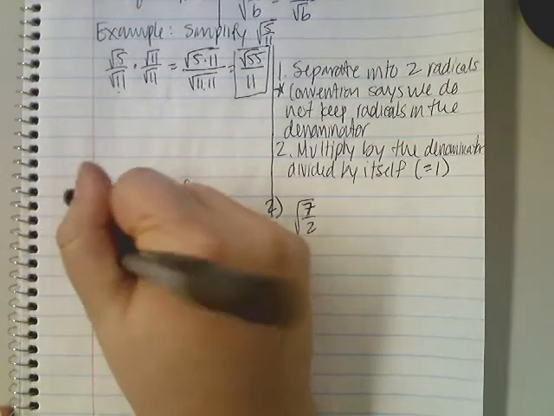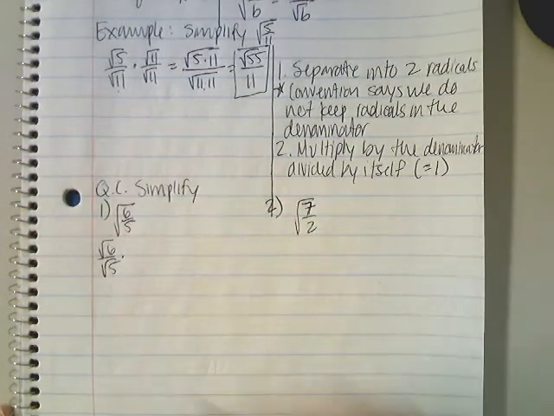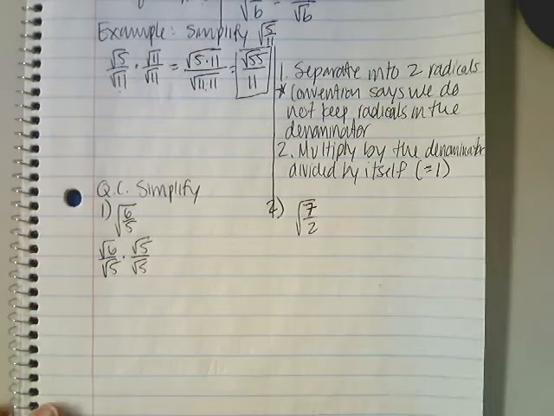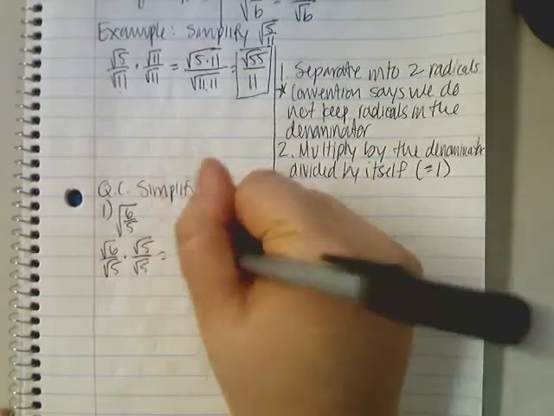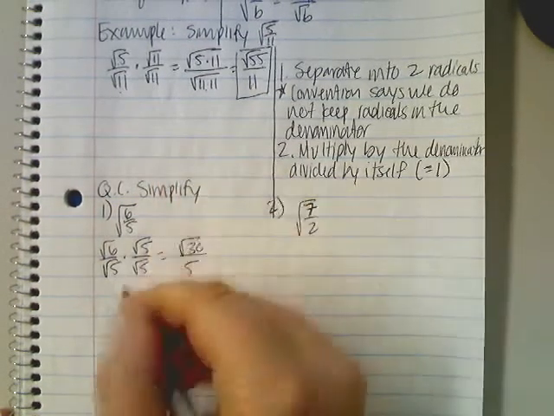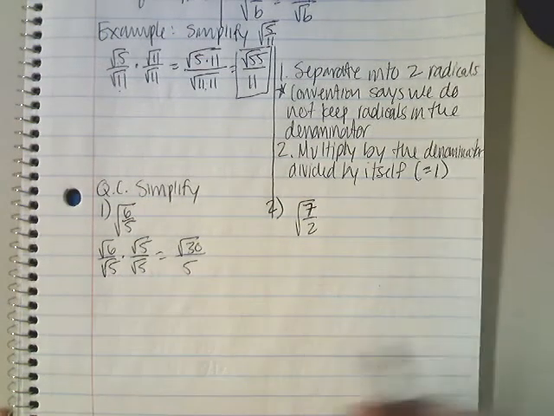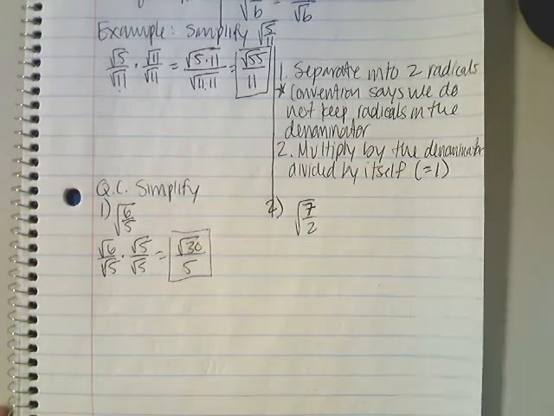So again, our first step, we separate it into two radicals, and then I need to get rid of the radical in the denominator, so I'm going to multiply by that over itself. So the square root of 5 over the square root of 5, which ends up being the square root of 30 over 5, since the radicals cancel out, since I have 5 square rooted, it just becomes 5. So this is my final simplified form of that radical.